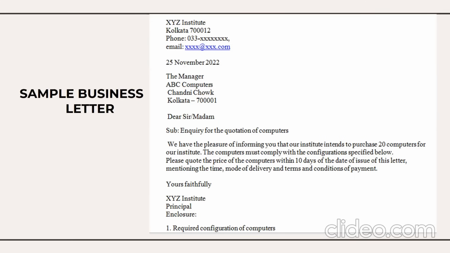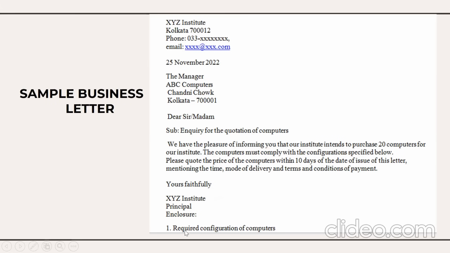Very simple letter. If you look here, this is the sender's address. Sender means to say writer. We don't write the word from and to. These are very outdated terms. Then date without any comma. The manager, whom are we writing? T capital, M capital, company's name, address. Dear Sir or Madam, no comma. Subject: inquiry for quotation of computers. Yours faithfully, no apostrophe s, no comma after faithfully, and then signature.